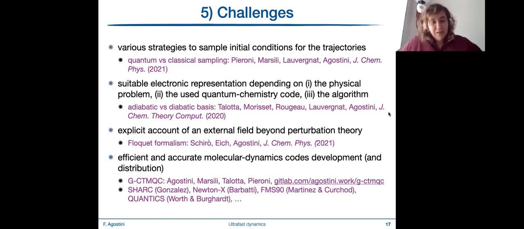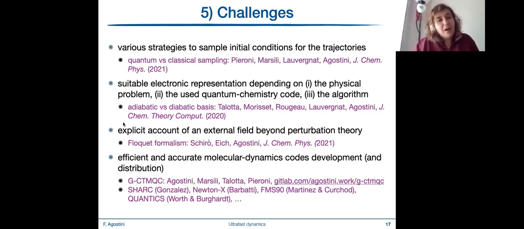Another point, which I believe is very important to think about, because the results of the simulation could depend on this choice, is the choice of the electronic representation for the dynamics. Electronic representation meaning the basis that I choose to calculate electronic properties. This depends on the physical problem, on the quantum chemistry code that we use for electronic structure calculations, and especially on the algorithm, because the algorithm is an approximate version of the time-dependent Schrödinger equation. So it's not strange that the approximations we develop work better in one basis than another. Depending on which algorithm we use, we need to adapt also our representation of the electronic system.